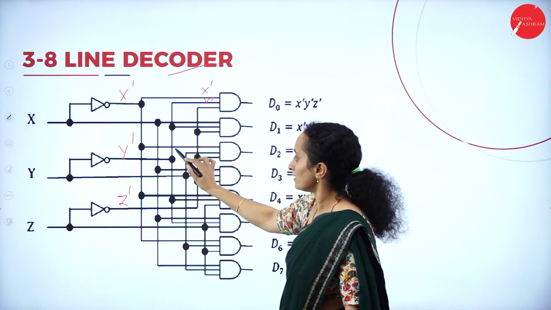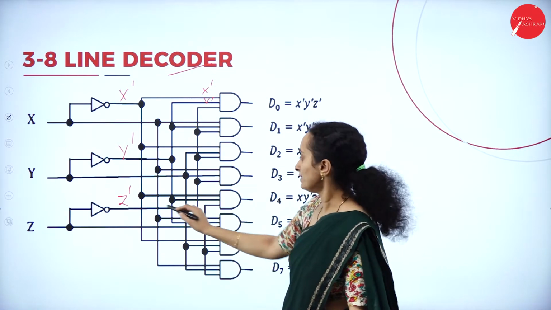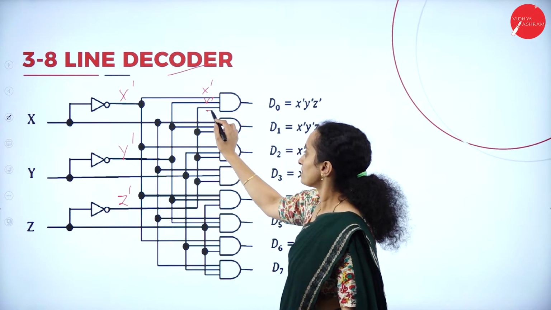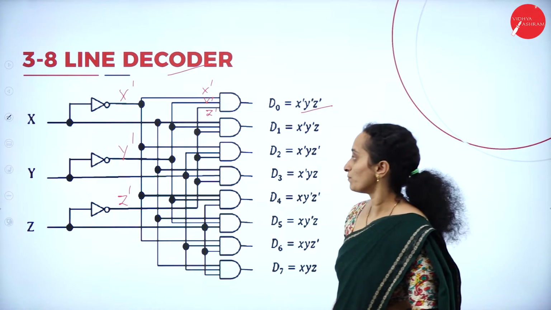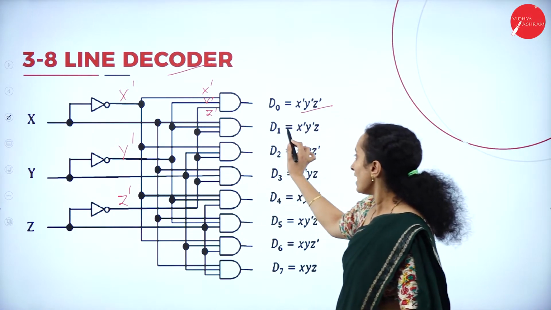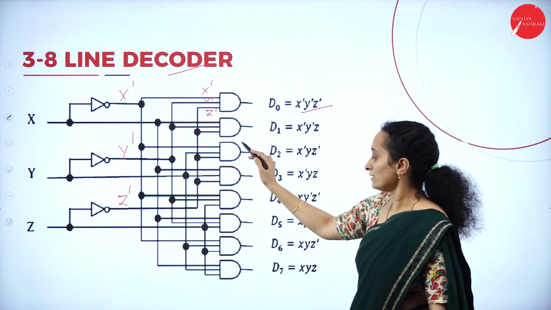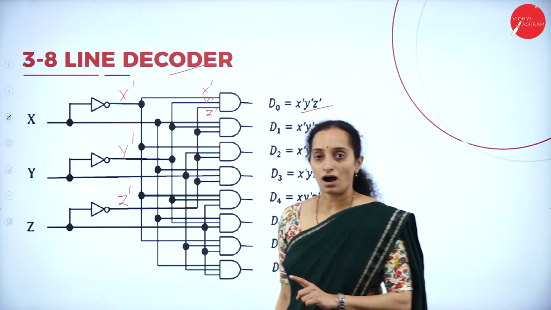So you can observe here, it is taking from Y dash. And the third thing is Z dash. X dash, Y dash, Z dash. This is another input. Then we have X dash, Y dash, Z, X dash, Y, Z. So each AND gate represents one output.